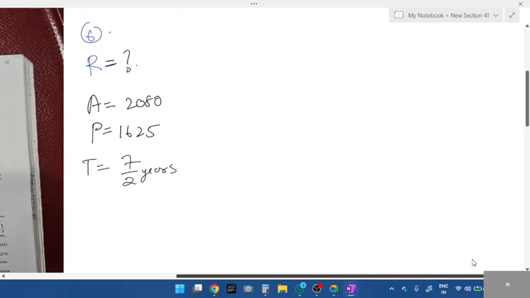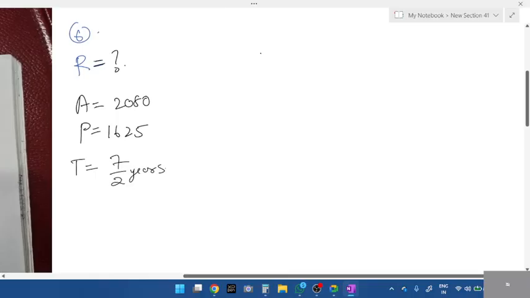What do we need to find in this entire thing? What do we need to find? Rate. There is no direct formula. Remember, for any given question, use this formula. Simple interest is equal to what? PTR by 100. I'll keep this formula as it is.